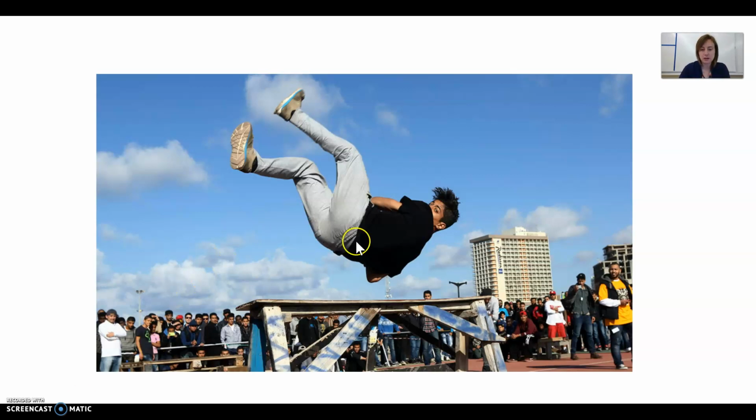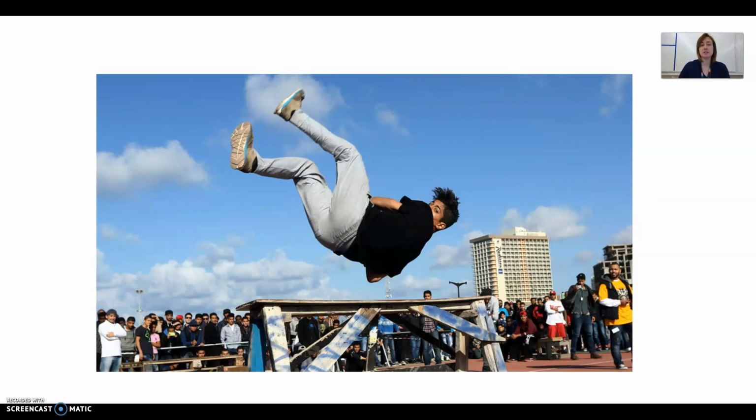So this is a cool guy who is doing a flip or something over this trestle or whatever that is. So we are going to diagram the forces acting on this guy. A lot of the times my students think that the force of his flip or the force of his jump is acting on him, but in reality it's not. So let's imagine that he jumped in the air and did a flip. That's probably not what he did, but let's imagine.